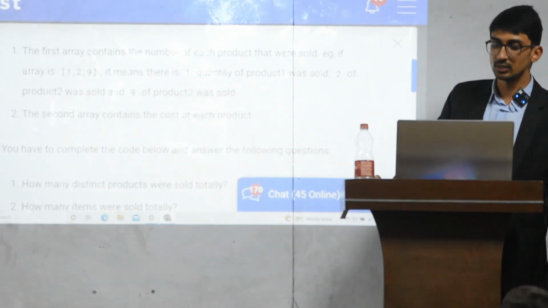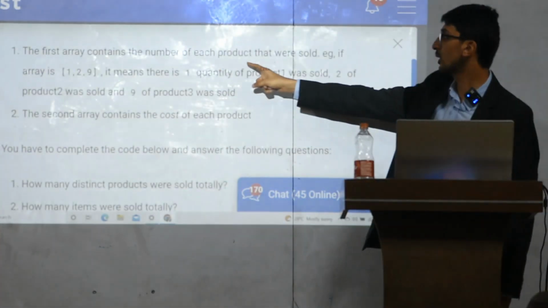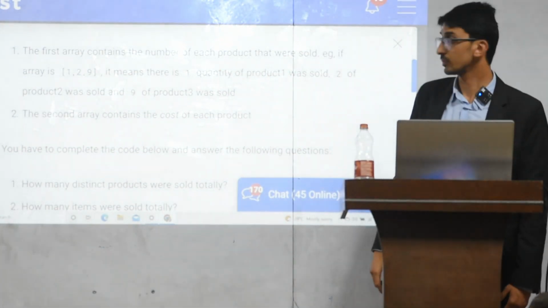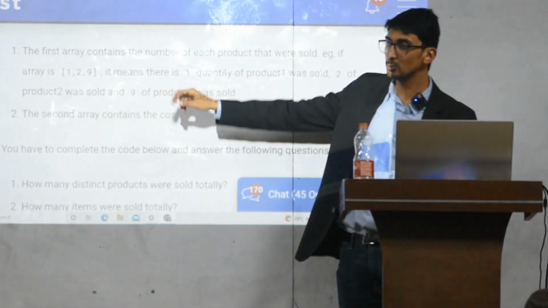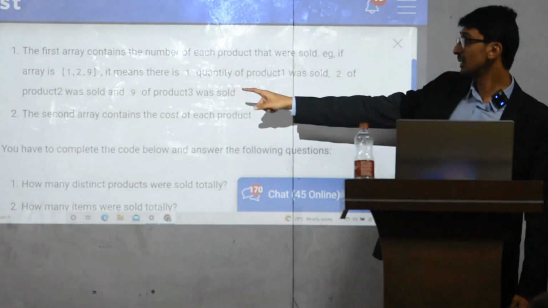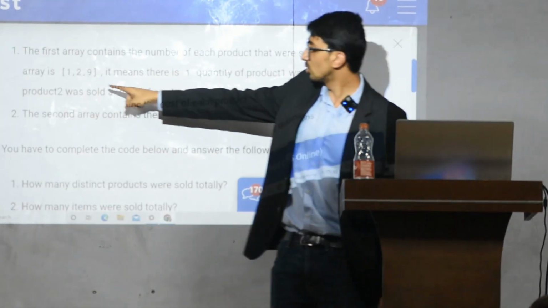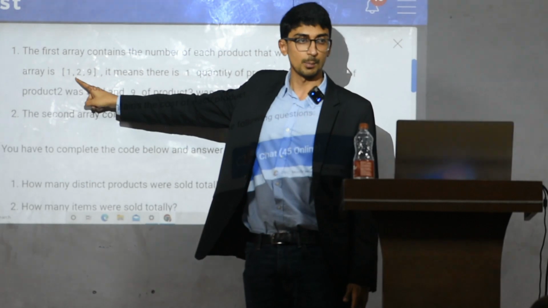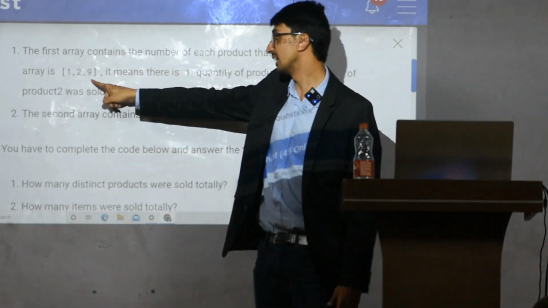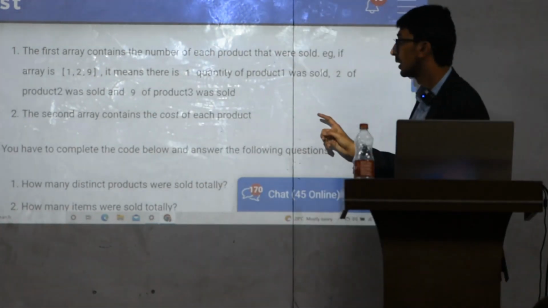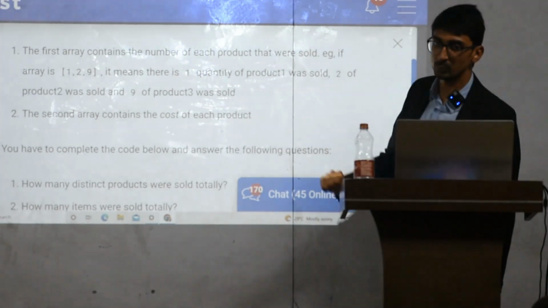What we are supposed to do is, the first array contains the number of each product that were sold. For example, if array is 1 to 9, it means there is one quantity of product 1 that is sold. Product 2 was sold 2 times, and product 3 was sold 9 times. The second array contains the cost of each product.